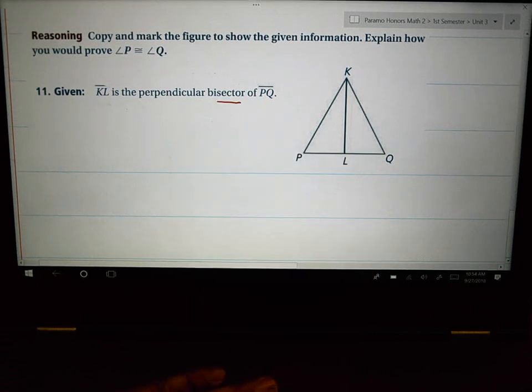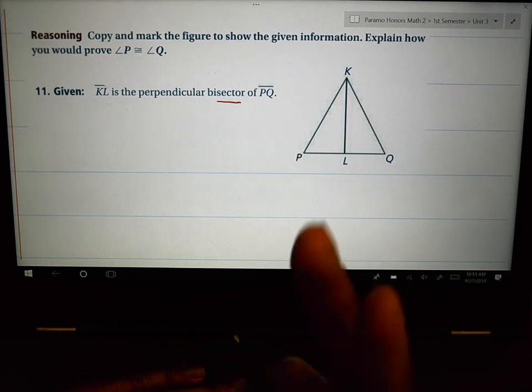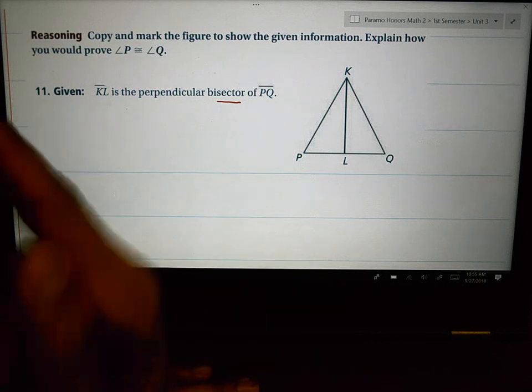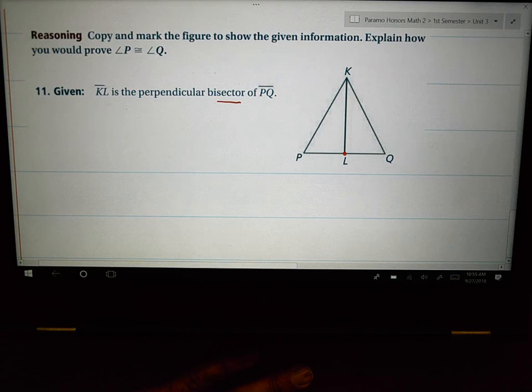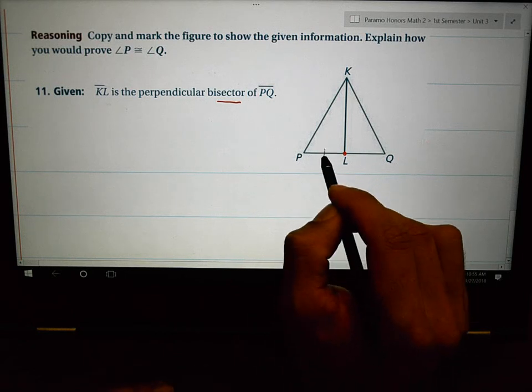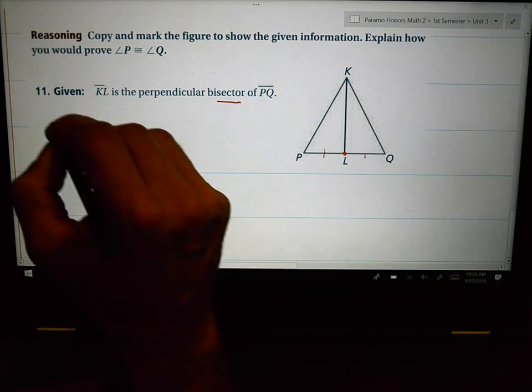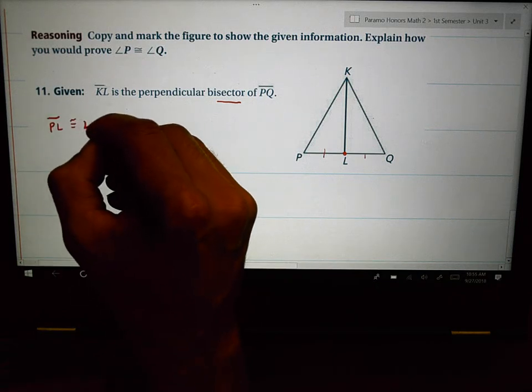If it bisects something, you learn that word in either Advanced Math 8 or in Math 1. Bisector means it cuts it into two congruent pieces. It goes through something at its midpoint. That means two pieces are going to be the same. What two pieces are going to be the same? How about this piece and this piece? PL would be congruent to LQ.